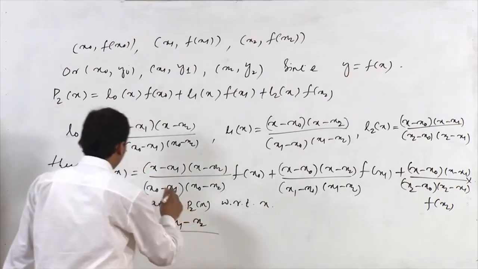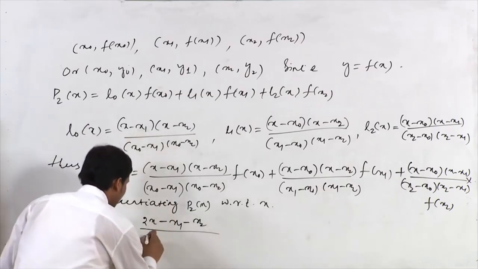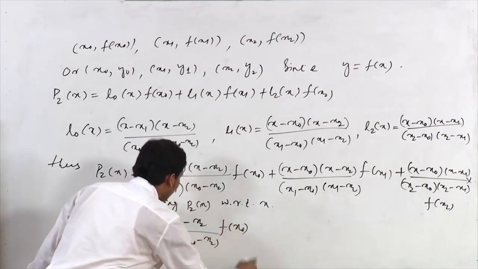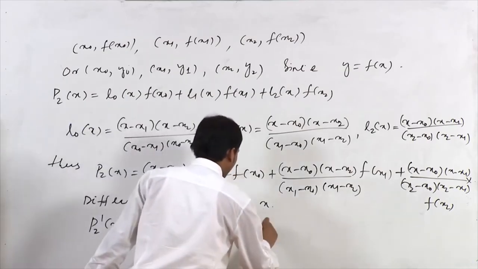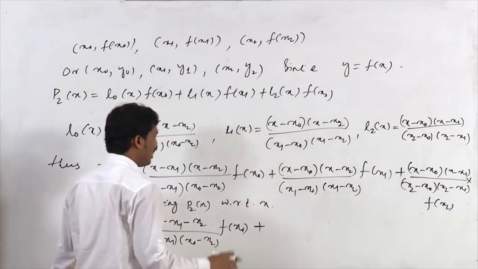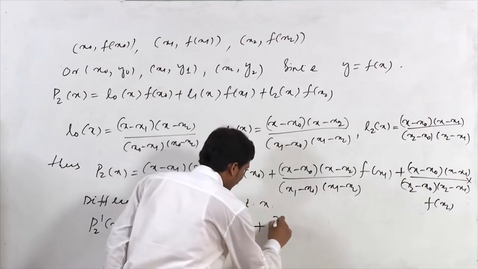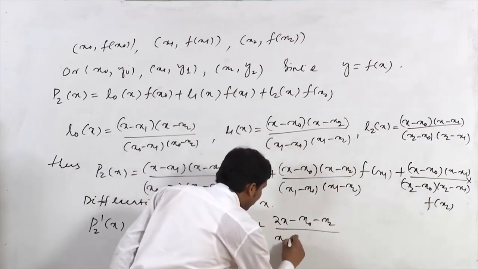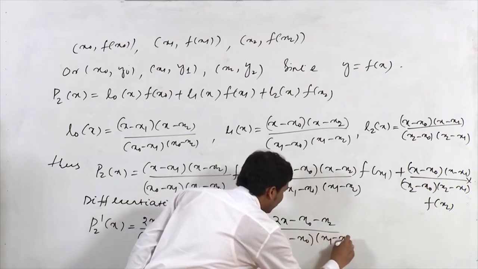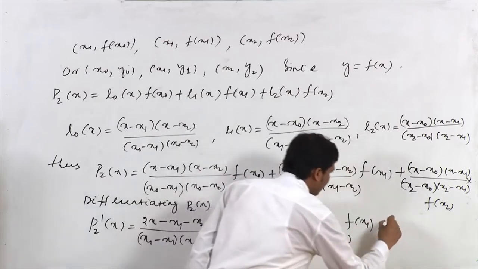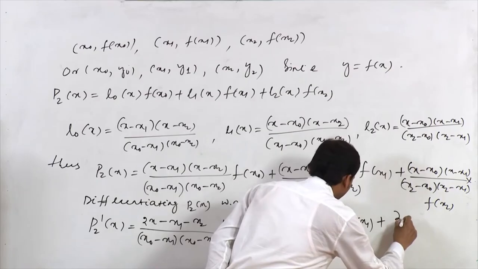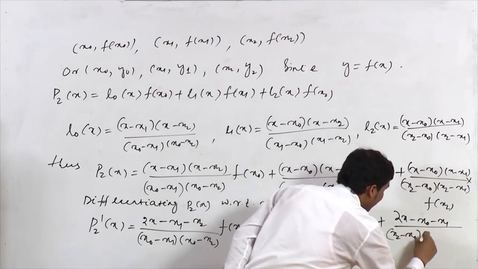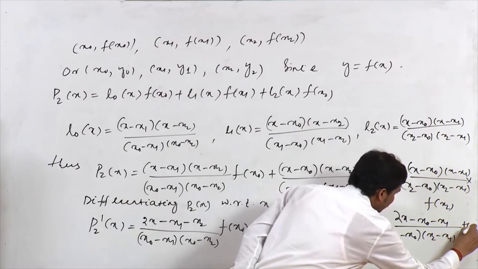Then divided by all of these points, which are all constants. That is why we can write (x0 minus x1)(x0 minus x2) f(x0), since all are constants only. The next derivative term associated with this p2 can be written in the form (2x minus x0 minus x2) divided by (x1 minus x0)(x1 minus x2) f(x1), plus the last term, which after differentiating is (2x minus x0 minus x1) divided by (x2 minus x0)(x2 minus x1) into f(x2).